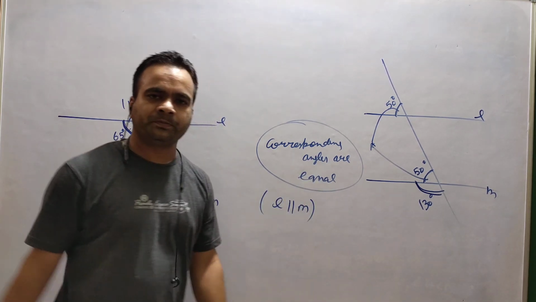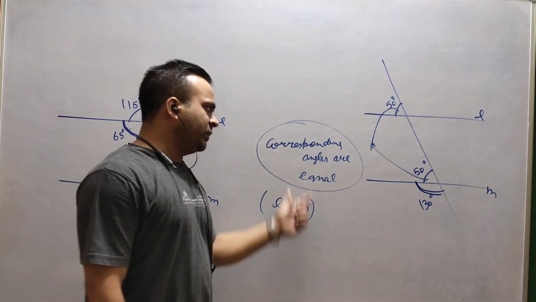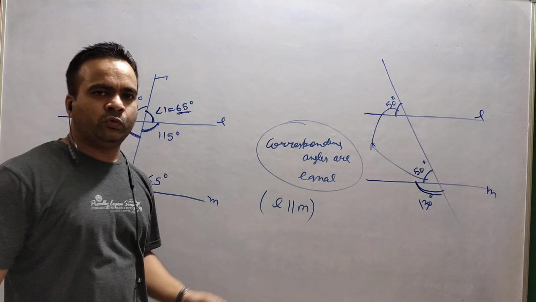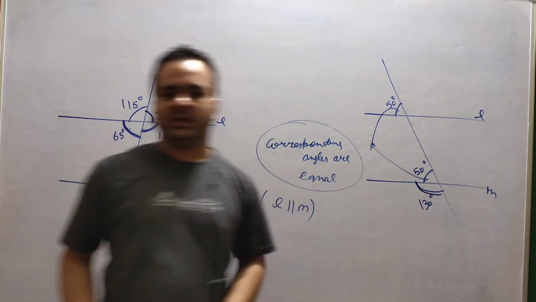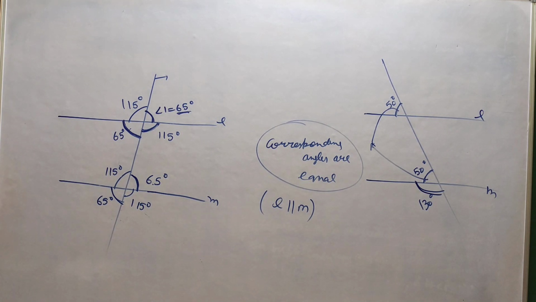It proves that lines can be parallel only and only under one condition: when corresponding angles are equal, or alternate interior angles are equal, or the sum of co-interior angles is 180 degrees. It means if we find any one of these three conditions, then we can say that the lines are parallel. It means this particular process we can use in the reverse direction also, right?